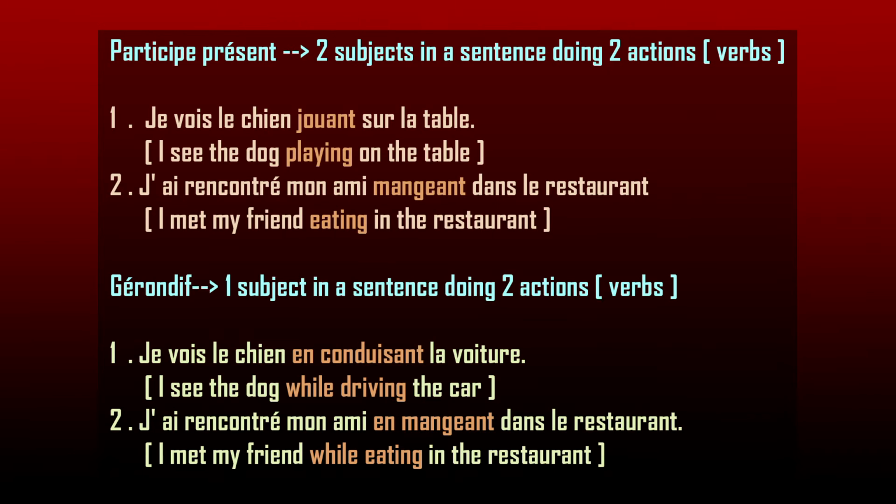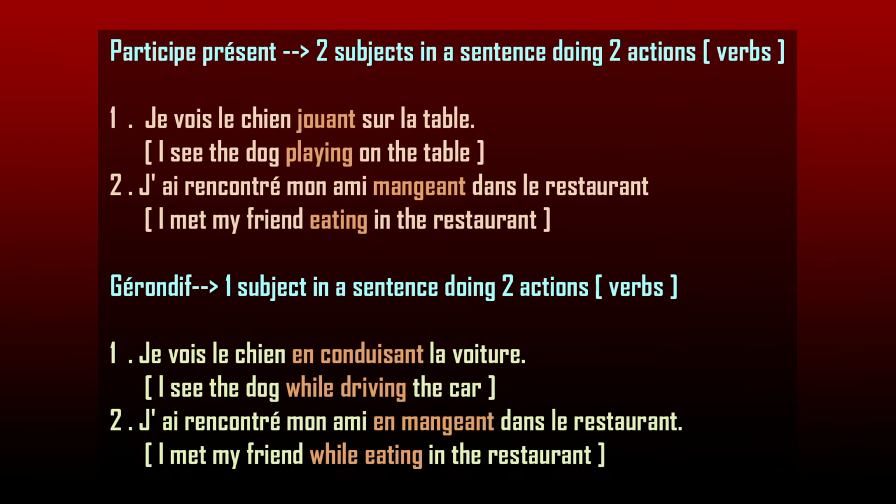Look at example 2. J'ai rencontré mon ami mangeant dans le restaurant. I met my friend eating in the restaurant. Who met the friend? I met the friend. So the first subject is I. Who was eating in the restaurant? My friend was eating in the restaurant. So my friend is the second subject. So two subjects and two actions. So we use a sentence like I met my friend eating in the restaurant. That is, I met my friend who was eating in the restaurant.